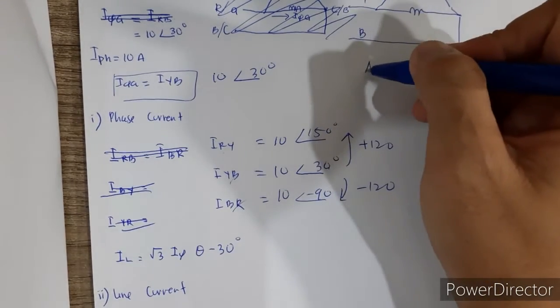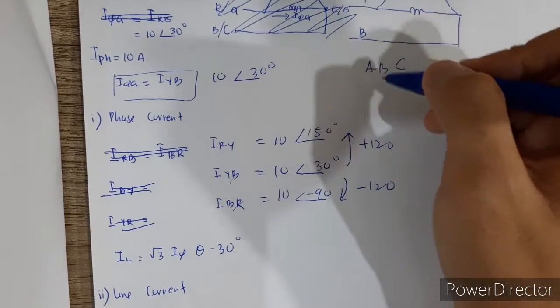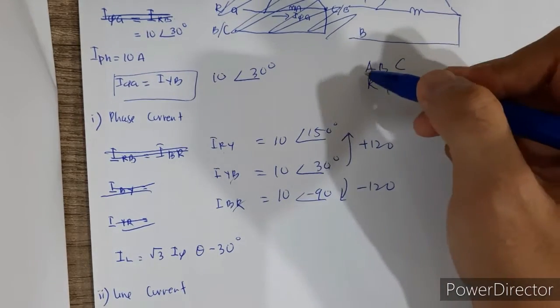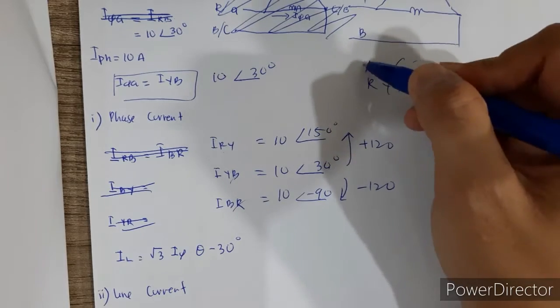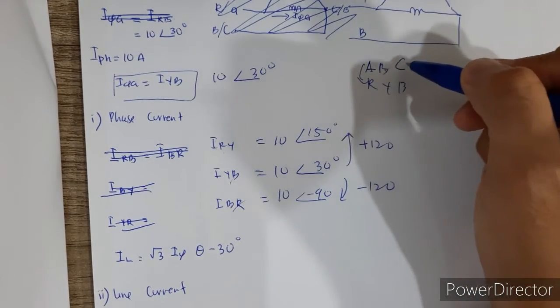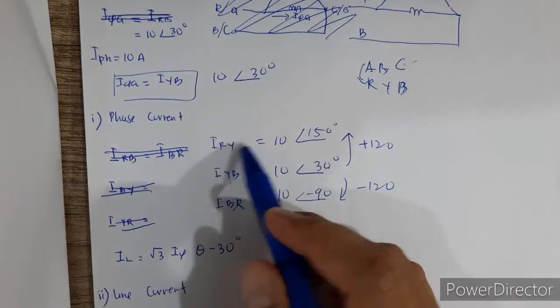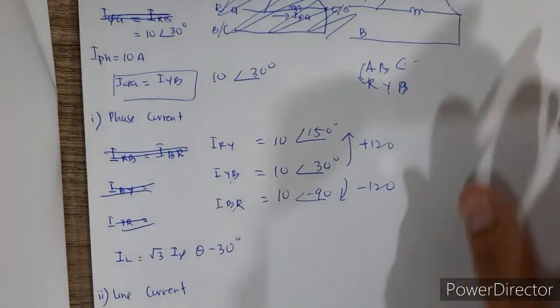So if the sequence is ABC, your partner is RYB. If you want to change, in ABC, A will be replaced by R, B by Y, C will be replaced by B. So IRY, IYB and IBR.